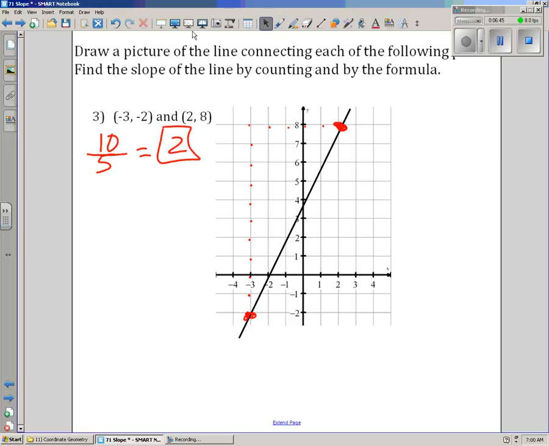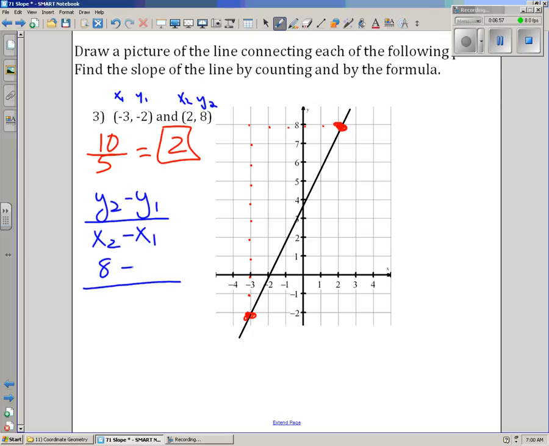Now we're going to use the formula. So I'm going to label my points x1, y1, x2, y2. The formula is y2 minus y1 over x2 minus x1. And y2 is 8 minus y1 is negative 2. So you got to be careful. This minus sign comes from the formula, and this negative is coming from the point. Divided by 2 minus negative 3. So 8 minus negative 2, that's 8 plus 2, which is 10. 2 minus negative 3 is positive 5. And 10 divided by 5 is 2. So we get the same answer either way.